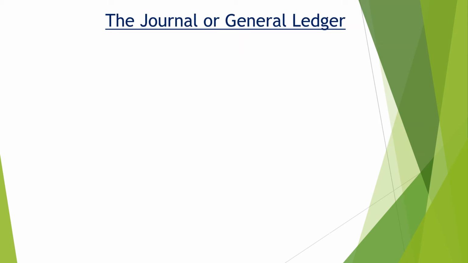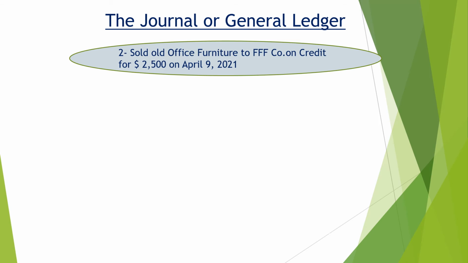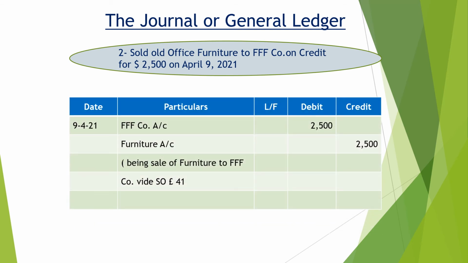Now we come to another example where office furniture is sold to FFF Co. on credit for $2,500. The old office furniture means it's not goods for the company. The company does not deal in furniture. So that will be made again in the journal as a journal entry, and we can see that we have sold our furniture. So a debtor, that's other debtors apart from goods, the debtor FFF Co.